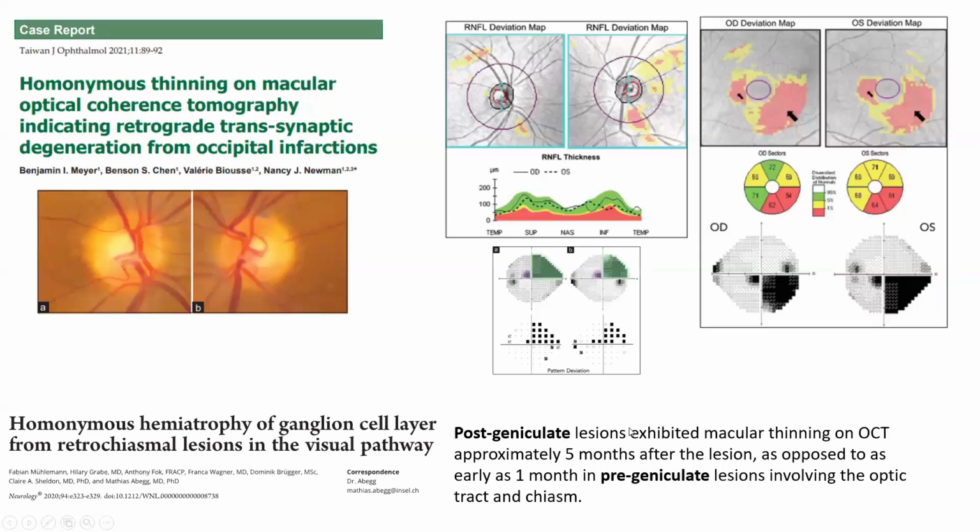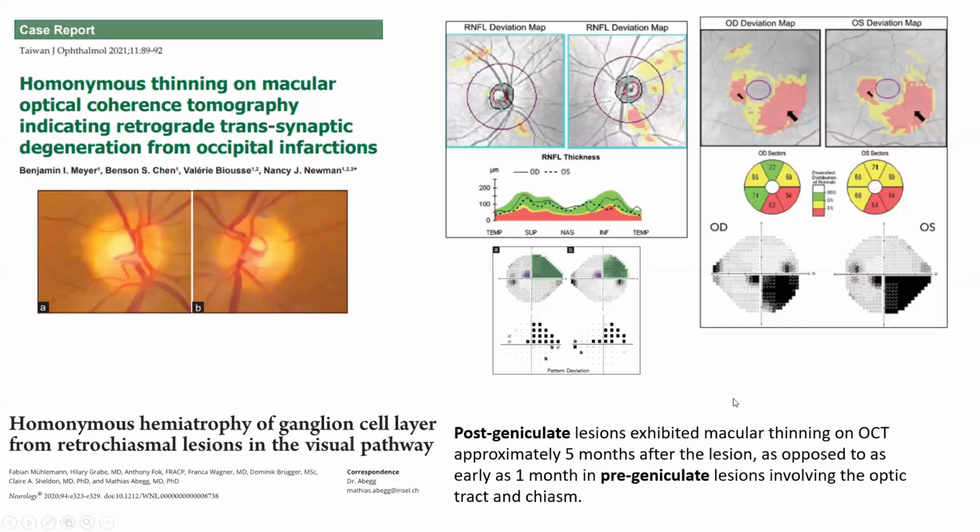He tells us that in the postgeniculate lesions, you need to wait 5 to 6 months to see the first thinning of the ganglion cells. And if the damage is more anterior, you have to wait 4 to 6 weeks to see something in the macula or the optic disc.